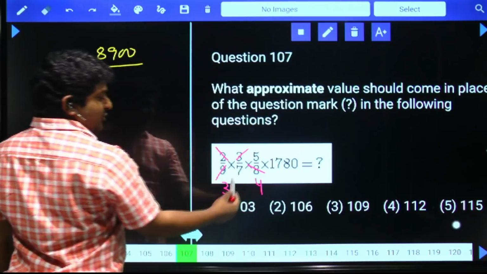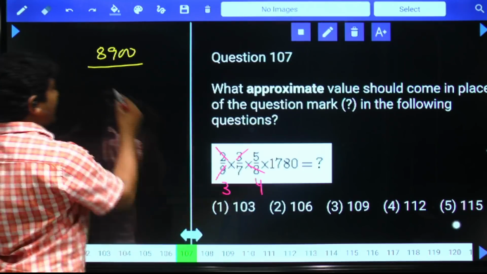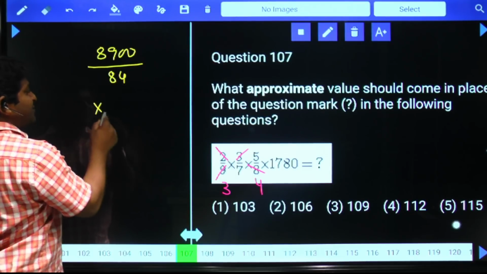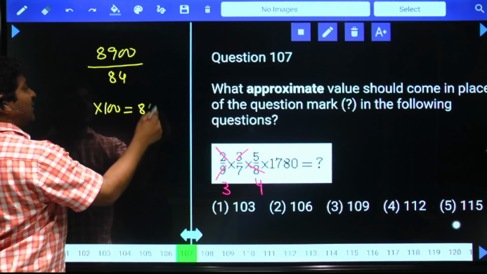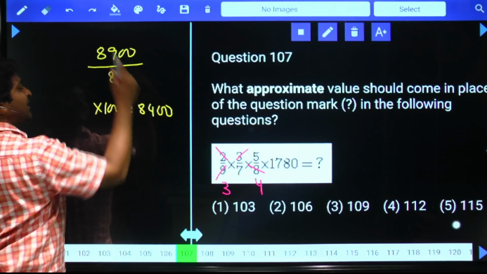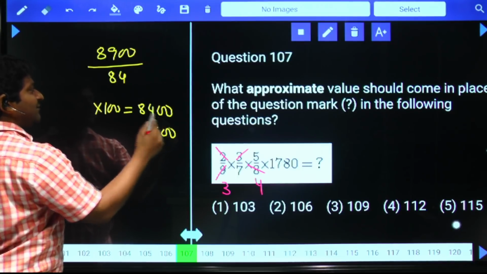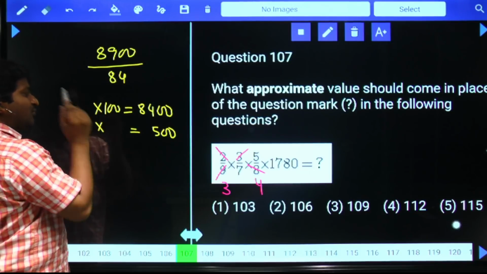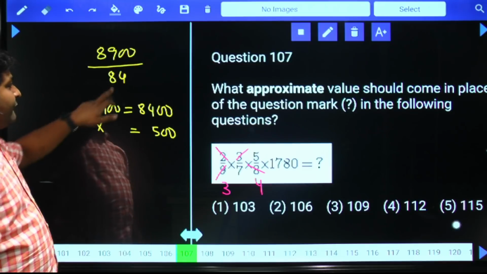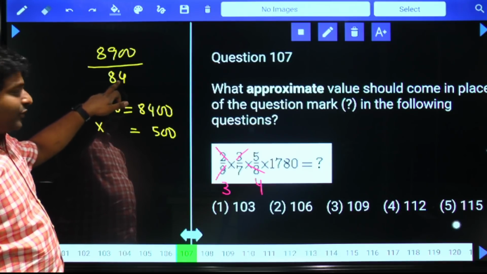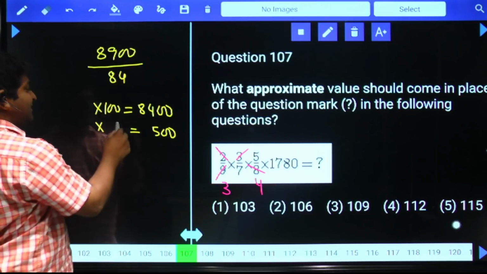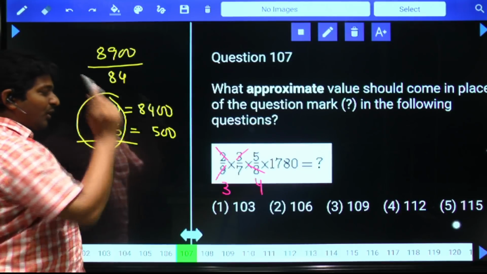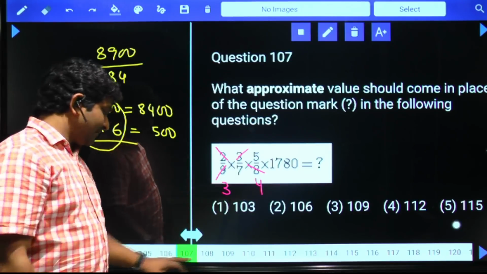7 into 3, 21. 21 4 times, that is equal to 84. 100 times of denominator is equal to 8,400 and still we need to add 500. 500 in the sense how many times of 84? That's what we need to calculate. 5 times of this number is equal to 420 and you have more than that. So this is equal to 6 times. So total 84 how many times is 8,900? 106 times. Second option answer.